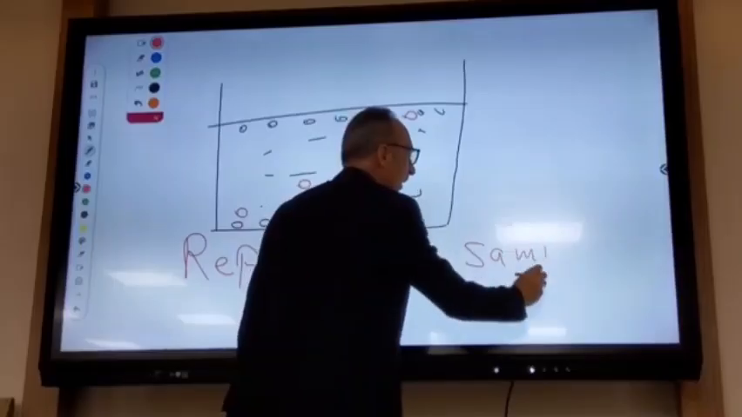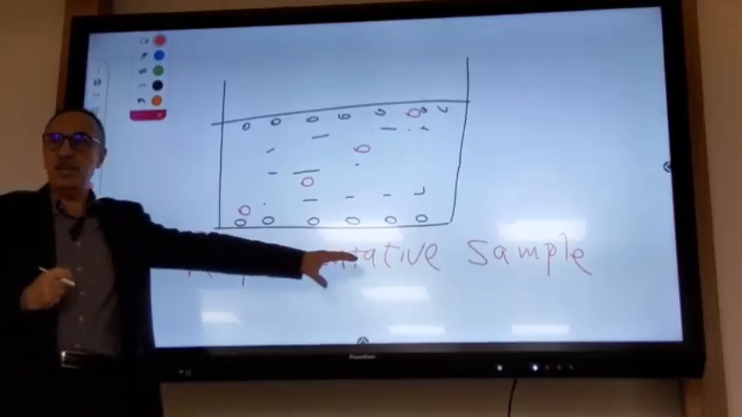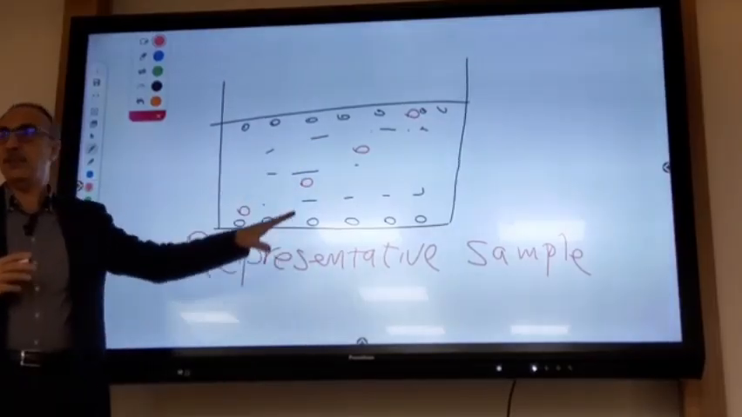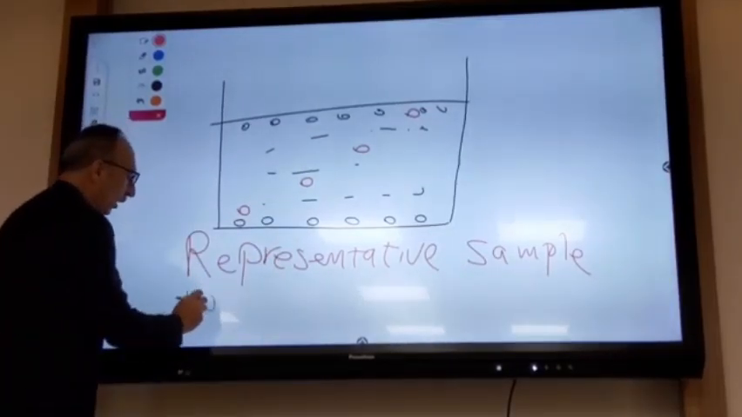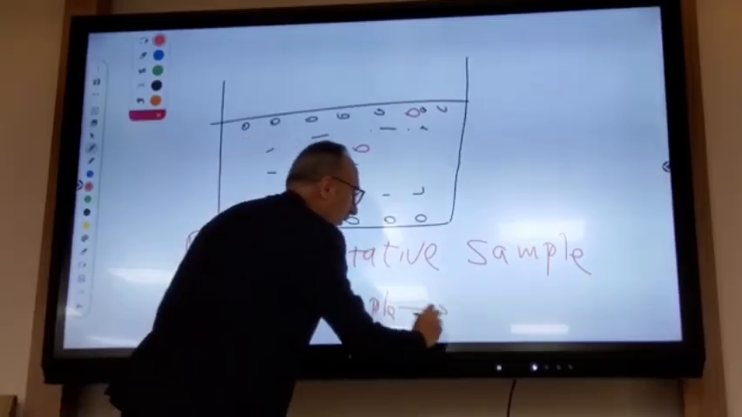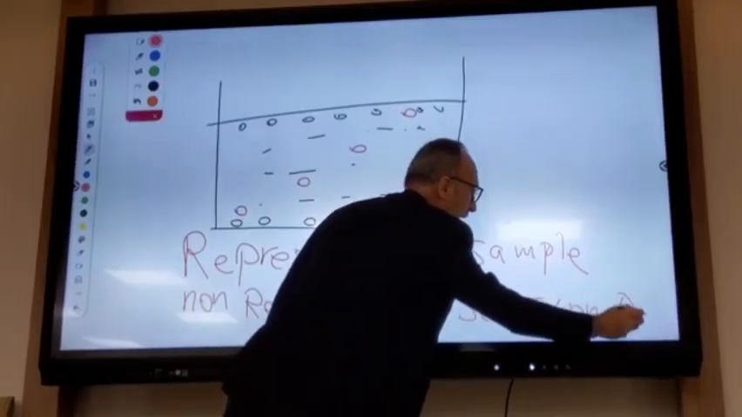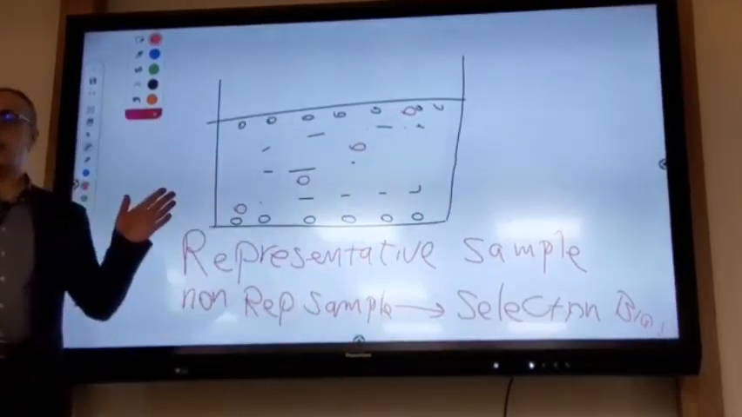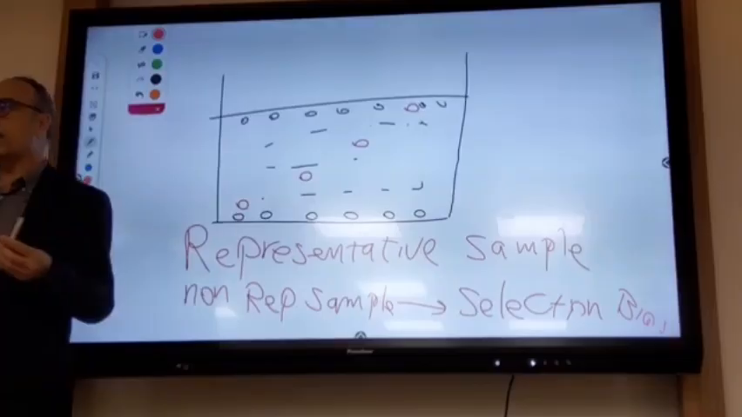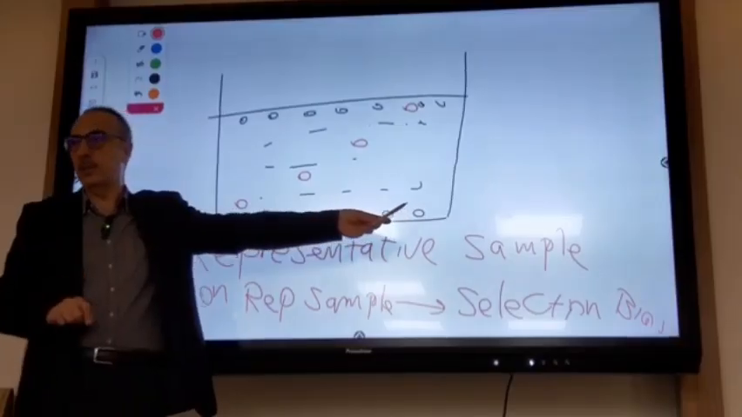Representative sample means that I draw my sample in such a way that I expect the sample has the same characteristics of the population. If the sample differs from the population, or in non-representative sampling, a non-representative sample will cause selection bias. Bias means that the results differ from reality, and selection bias means that this is due to a faulty process of sampling. By repeating my sampling from the bottom of the container, the same results will be observed.